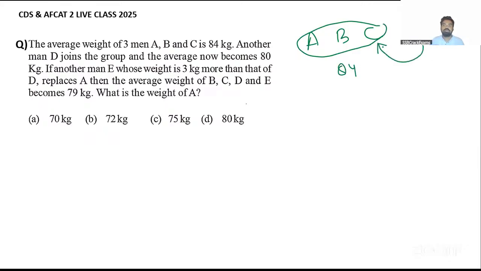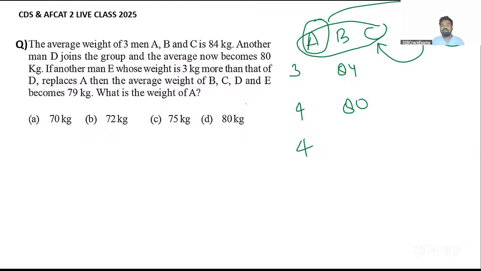Now D also joins. So the number increases and it becomes 4. In this situation, we had 3. Now the number increased and the average weight becomes 80. Now, what it is saying: another man E is not coming as an extra person. He is replacing someone. He replaces A, and then the number is again the same.